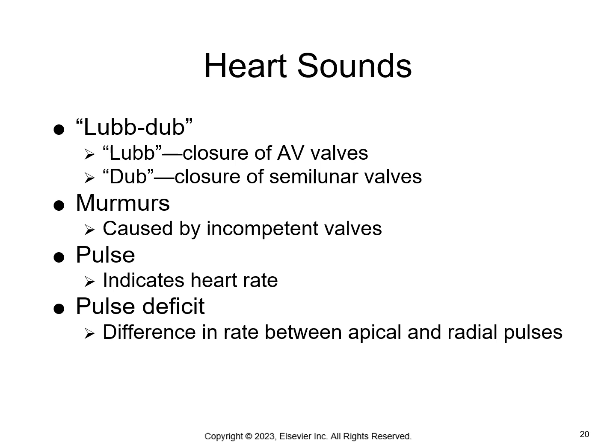Murmurs are often caused by these incompetent valves. A weak or irregular pulse often indicates a problem. The apical pulse refers to the rate measured at the heart itself. A pulse deficit refers to a difference in the rate between the apical pulse and the radial pulse. Remember, you're always supposed to be checking between those two, and also both sides, and upper versus lower.